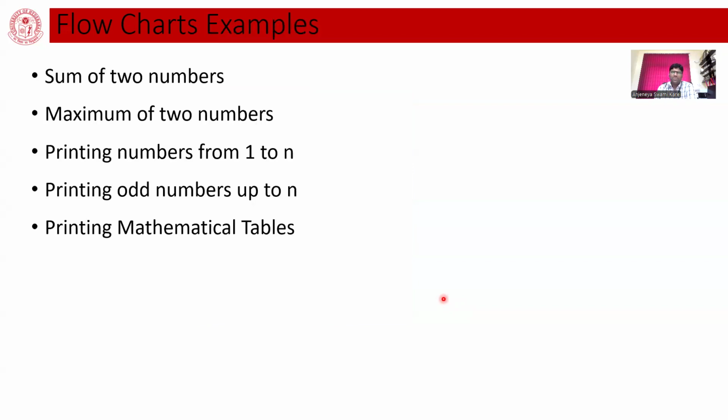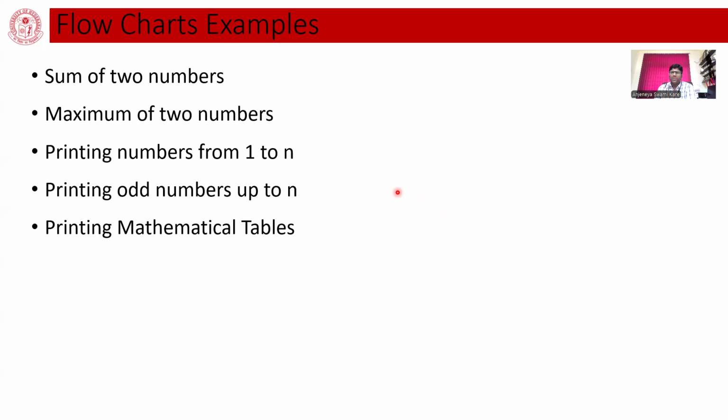These are the examples we have seen in the last class. We have written algorithms for these 5 problems: sum of 2 numbers, maximum of 2 numbers, printing numbers from 1 to n, printing odd numbers up to n, and printing mathematical tables. Now let us see how to write or develop flowcharts for these problems.